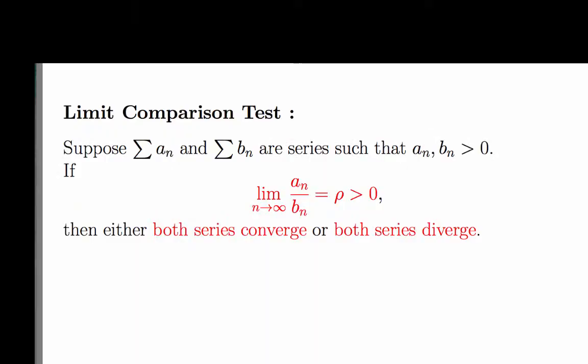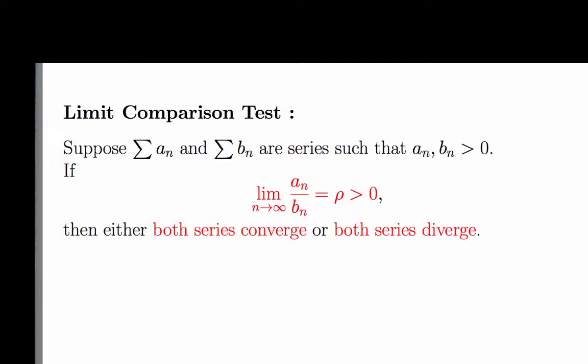The second test we're going to look at is called the limit comparison test. This test is slightly different in that it looks at the ratio of terms rather than looking at greater than or less than. So again, we consider two series, a sub n and b sub n, and both terms of the series are positive. We're going to look at the limit as n goes to infinity of a sub n over b sub n, so basically the ratio of the terms.